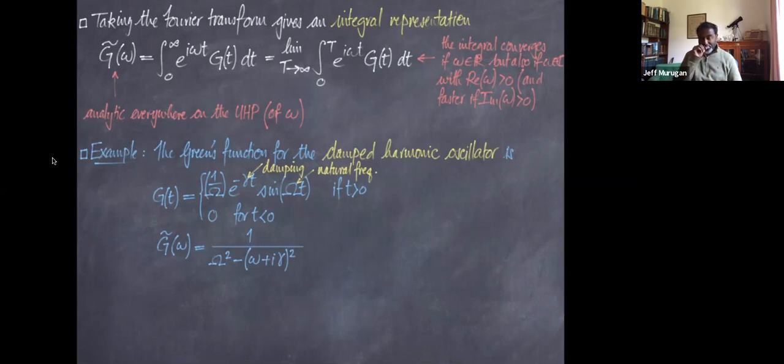So for example, if there's some driving in the system, right? So that's when I would expect poles in the upper half plane. And we'll come to that in a little bit as well.